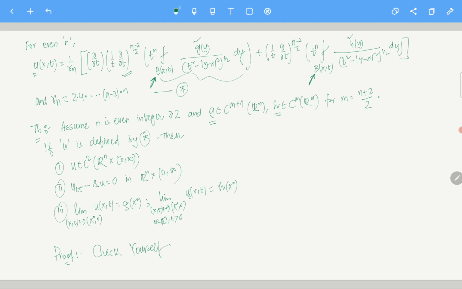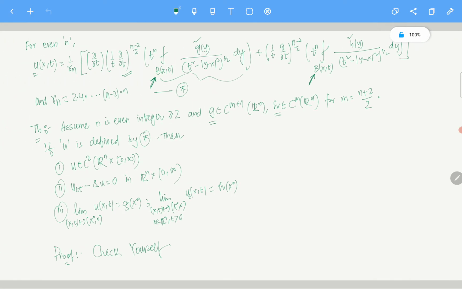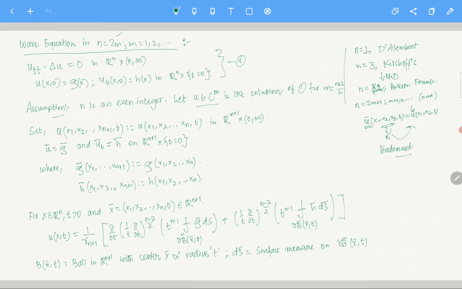Now, this is for the even dimension. We will explain what all of this means in the physical sense, but let's write down the odd dimensional formula, the Kirchhoff formula. In odd dimension, I wrote the formula somewhere here.